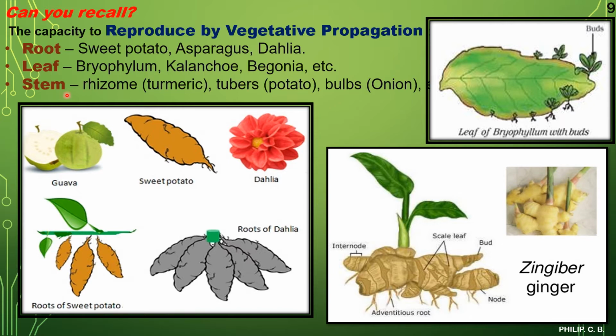Stem, I think most of you might have seen, that is rhizome, turmeric. Or another example, ginger, again I put the image of the ginger over here. Then tubers, the best example being potato. Bulbs, that is onion. So these are very familiar: turmeric, potato and onion. Clear? Now in the images we can see guava, sweet potato, dahlia, roots of dahlia and roots of sweet potato. And here ginger, even the labeled parts are there showing internode, scaly leaf, bud, node and the adventitious root.